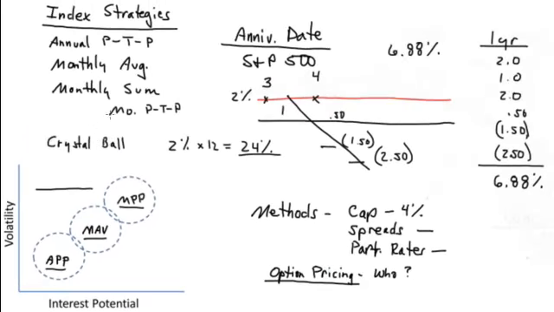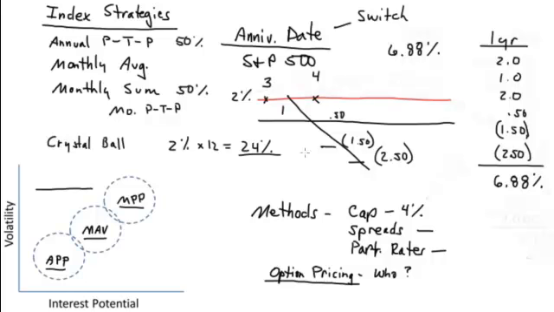We don't know which one, but the good news is that you can switch on each anniversary date. You can switch from one strategy to the other, and you can mix and match. You can use 50% annual point to point, 50% monthly sum, monthly point to point if you want to. So you can mix and match, move it around.